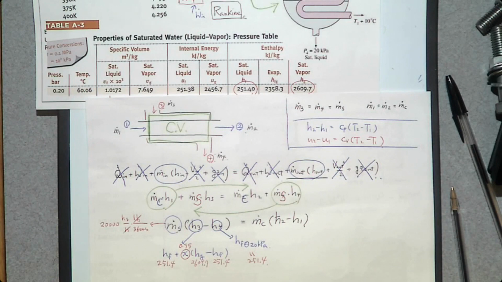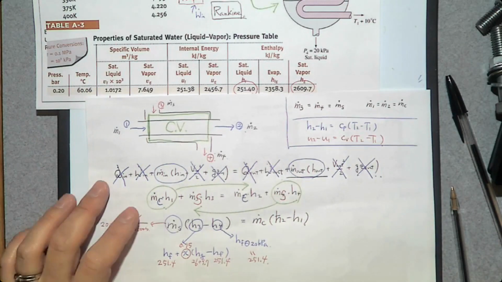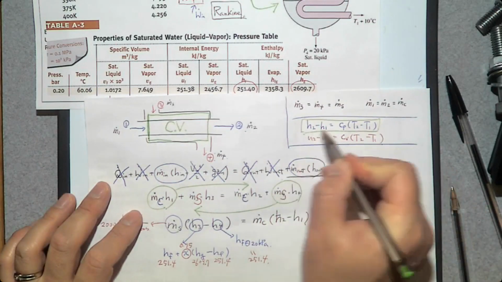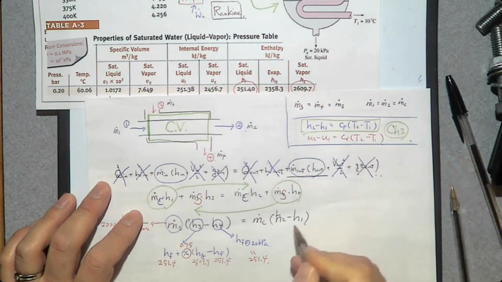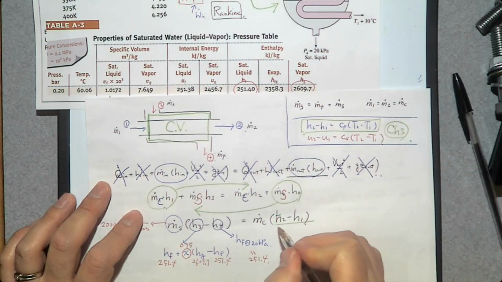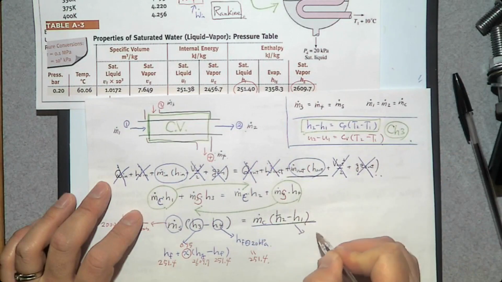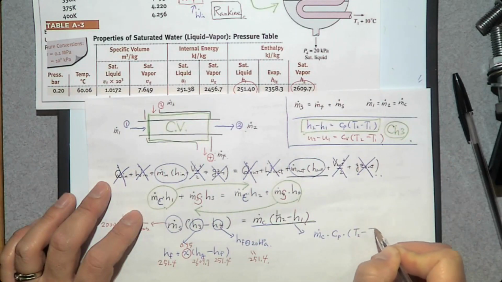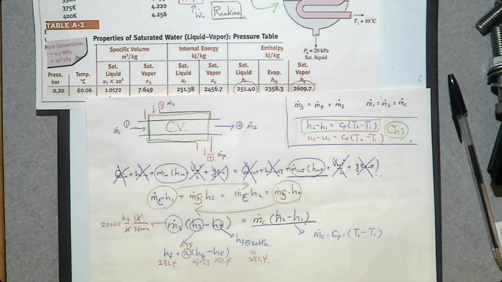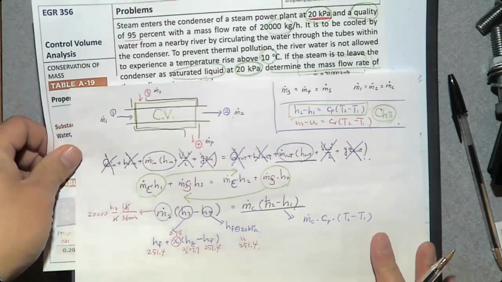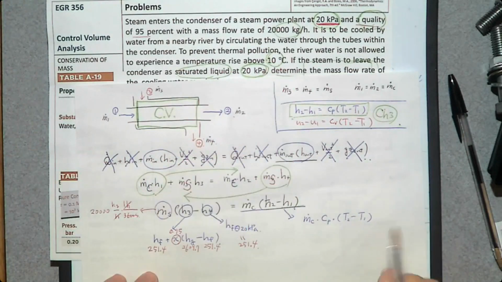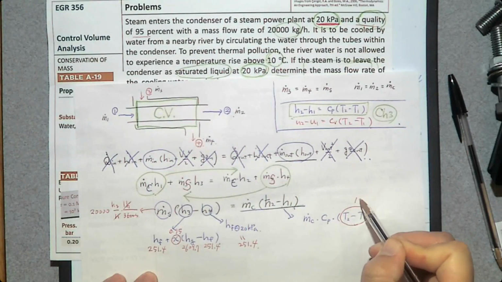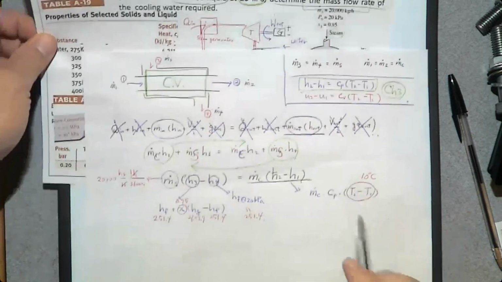Now, how do you determine H2 minus H1? By using this specific heat equation, this equation from chapter 3. So H2 minus H1 is going to be m dot of cooling water times specific heat times T2 minus T1. By the way, T2 minus T1 is what? 10 degrees Celsius.